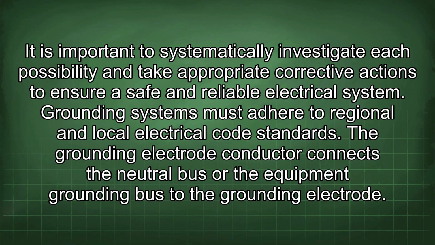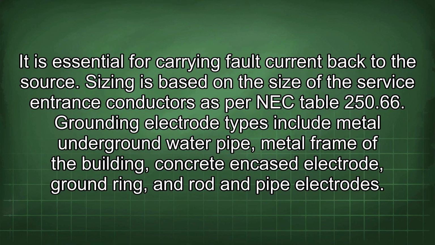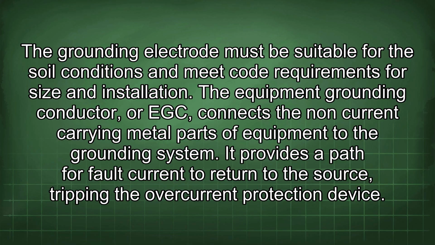The grounding electrode conductor connects the neutral bus or the equipment grounding bus to the grounding electrode. It is essential for carrying fault current back to the source. Sizing is based on the size of the service entrance conductors as per NEC Table 250.66. Grounding electrode types include metal underground water pipe, metal frame of the building, concrete-encased electrode, ground ring, and rod and pipe electrodes. The grounding electrode must be suitable for the soil conditions and meet code requirements for size and installation.